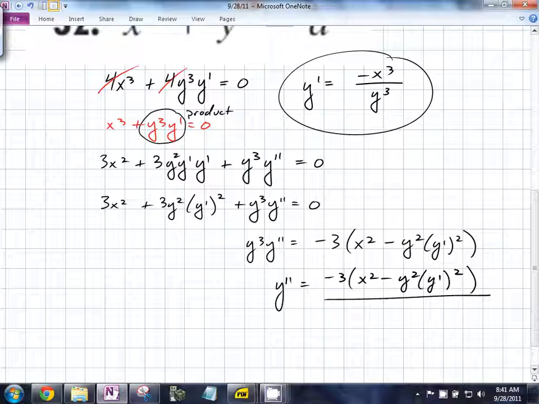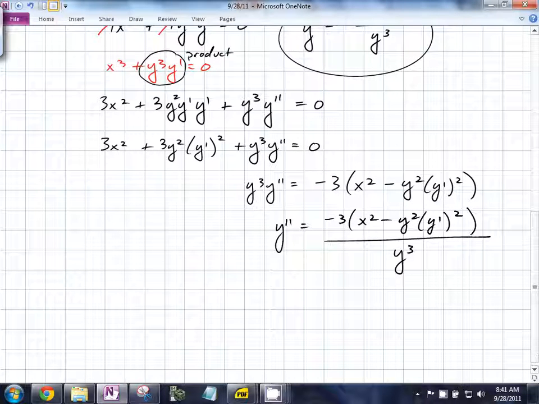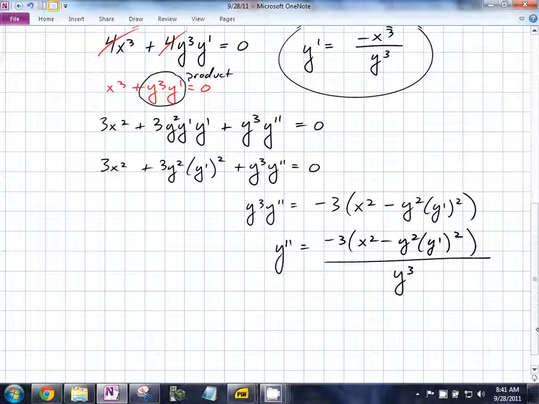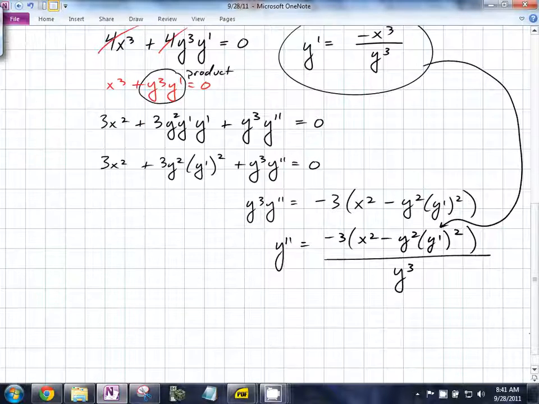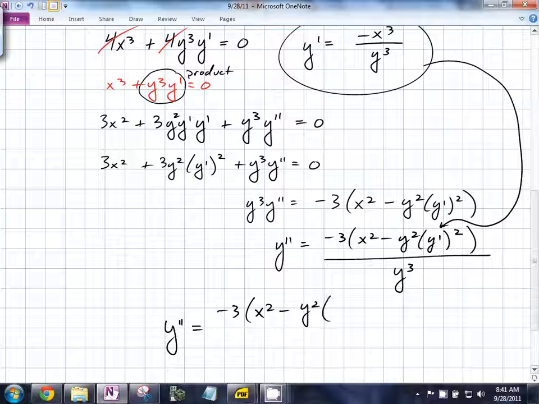Now here's the thing. That is not in terms of x and y. That's in terms of x, y, and y prime. You need to, at this point, do what? You have to take this and plug it in right there. You have to. You will do this. So y double prime is going to be equal to negative 3 times x squared minus y squared times negative x cubed over y cubed, squared, all over y cubed.